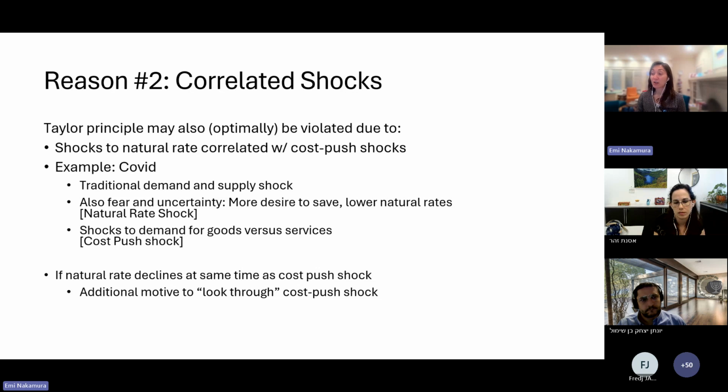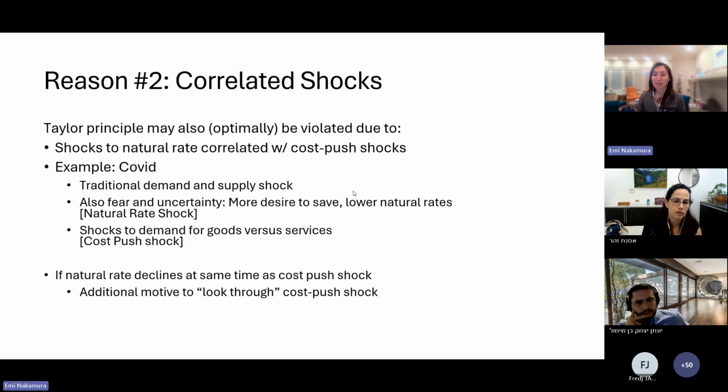Which may have led to an increased desire to save. So in the early period of COVID, people really didn't know what was going to happen. And during this period of time, perhaps people said, well, we might need to save for potentially a long recession. There were also other kinds of shocks that happened at the same time.